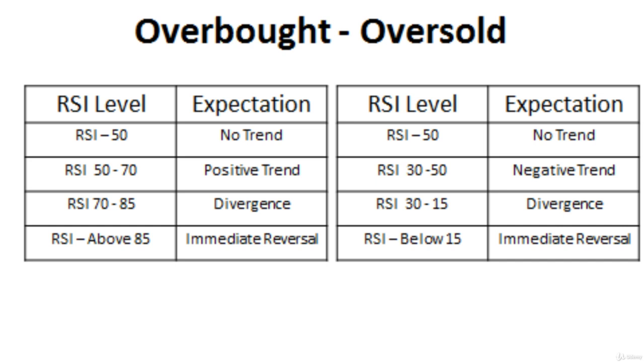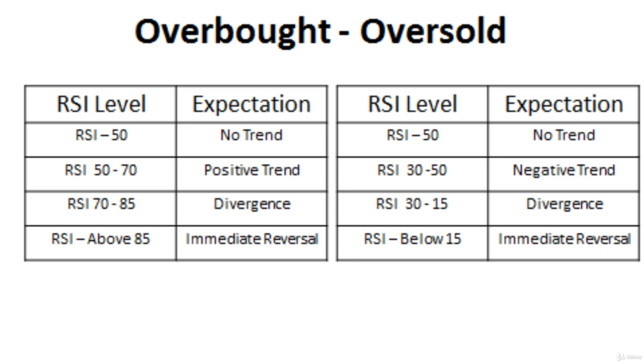RSI 50 is no trend. If RSI is between 30 to 50, it is a negative trend. If RSI is between 30 to 15, it is exhaust or the start of exhaust, and we look for divergences. And if RSI is below 15, it is an immediate reversal. That means the exhaust will be at its most.